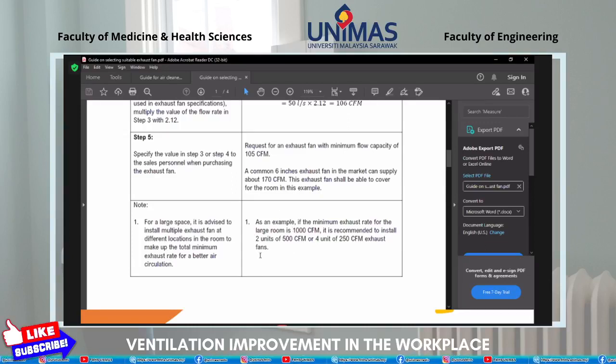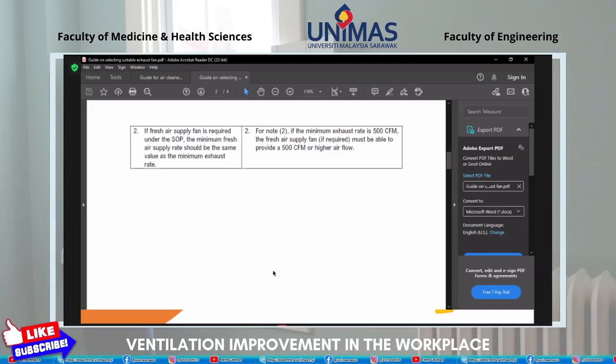As an example, for a large space, it is advised to install multiple exhaust fans. This is basically to make sure that we can extract as much air as possible, as quickly as possible at different areas, so that the air will not be entrapped in certain areas if it is a large space. If one exhaust fan cannot meet the requirement, we can install multiple exhaust fans to meet the minimum exhaust rate.